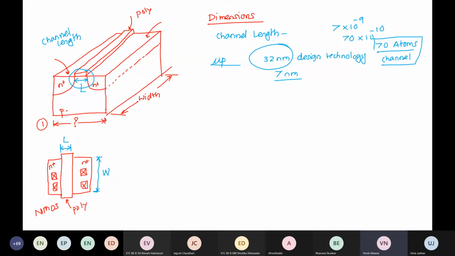Very interesting stuff is going on over here. All students pay attention. Now our channel length has only 70 atoms. Isn't it fantastic? And isn't it very dangerous? Why dangerous? I will tell you. But can you think that you can manipulate the field? Okay, the field generated by the gate voltage. The field generated by the gate voltage, you are going to manipulate it on the 70 atoms only. How fantastic it is, and why it is dangerous?